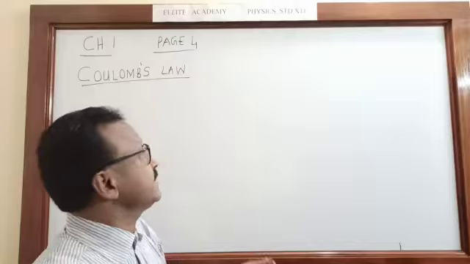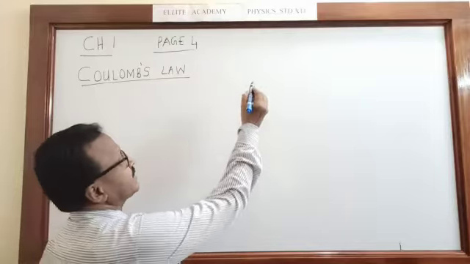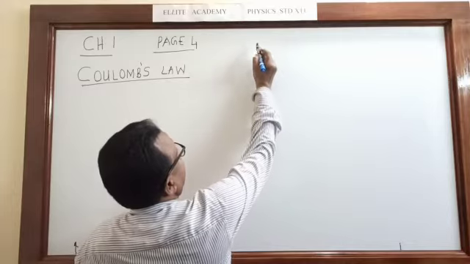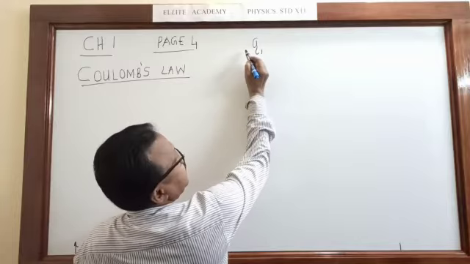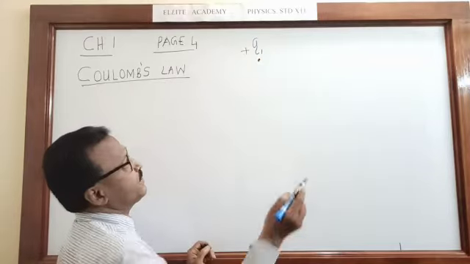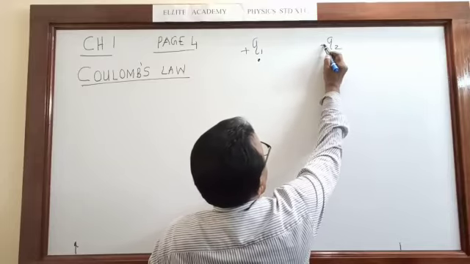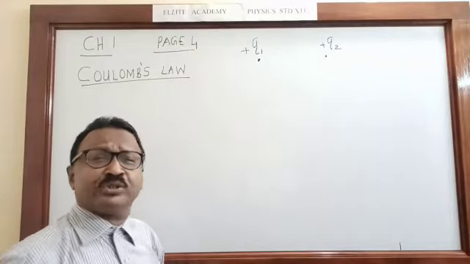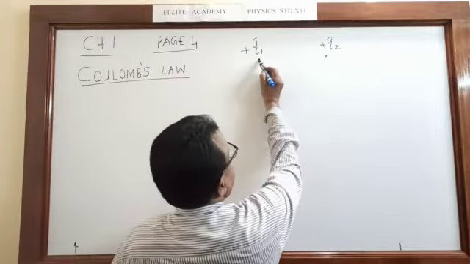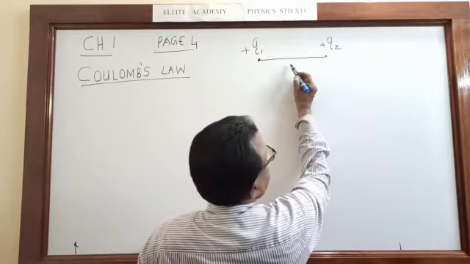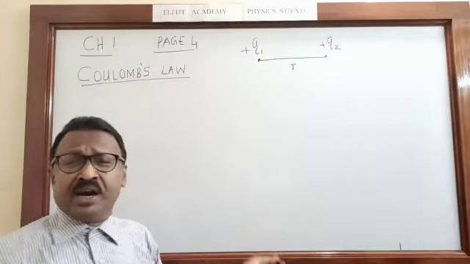The idea is, I am having two charges. One is, let us say, Q1, positive or negative. Another one is Q2, positive or negative. Let me take both are positive, separated by some distance r, distance can be r or d.